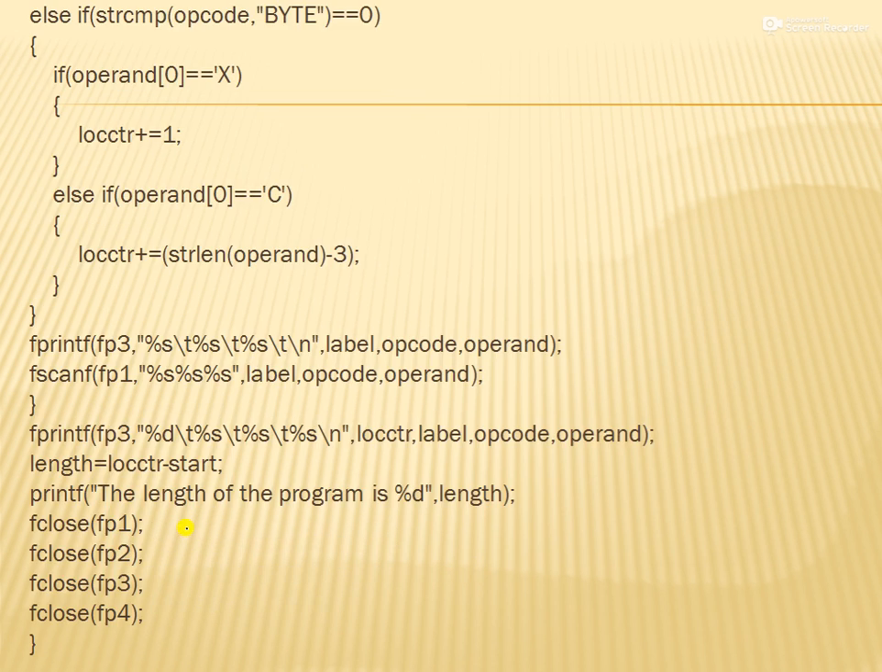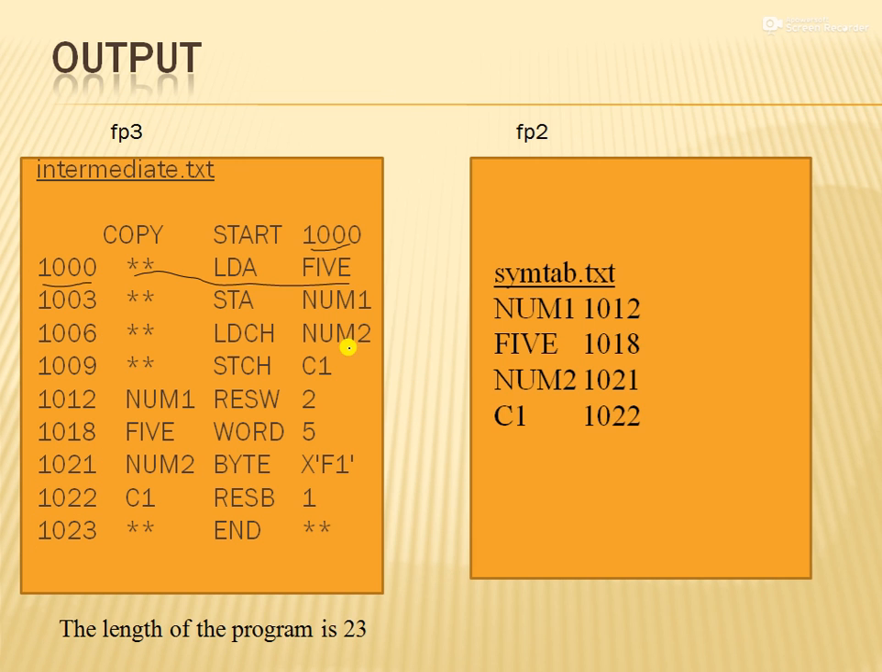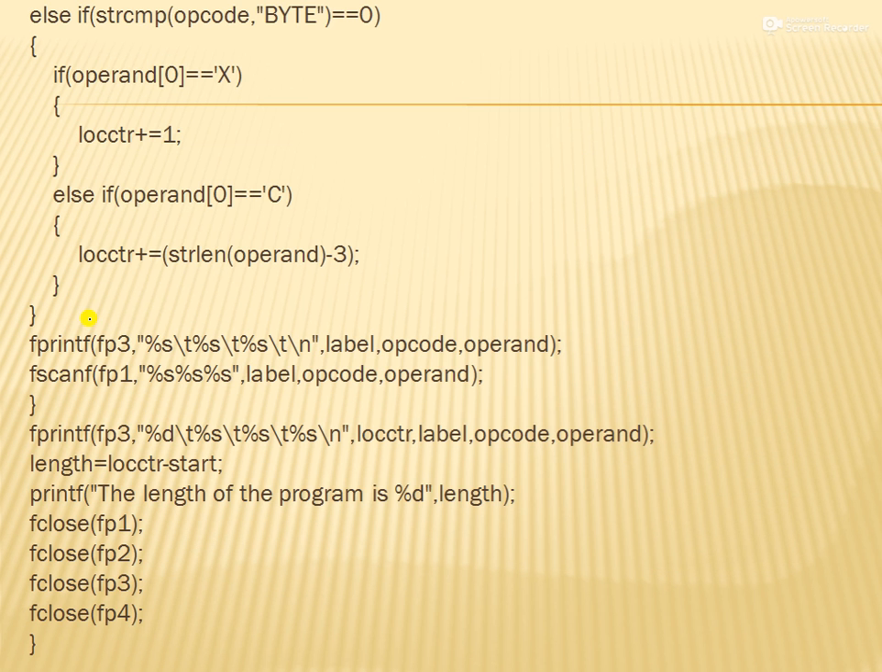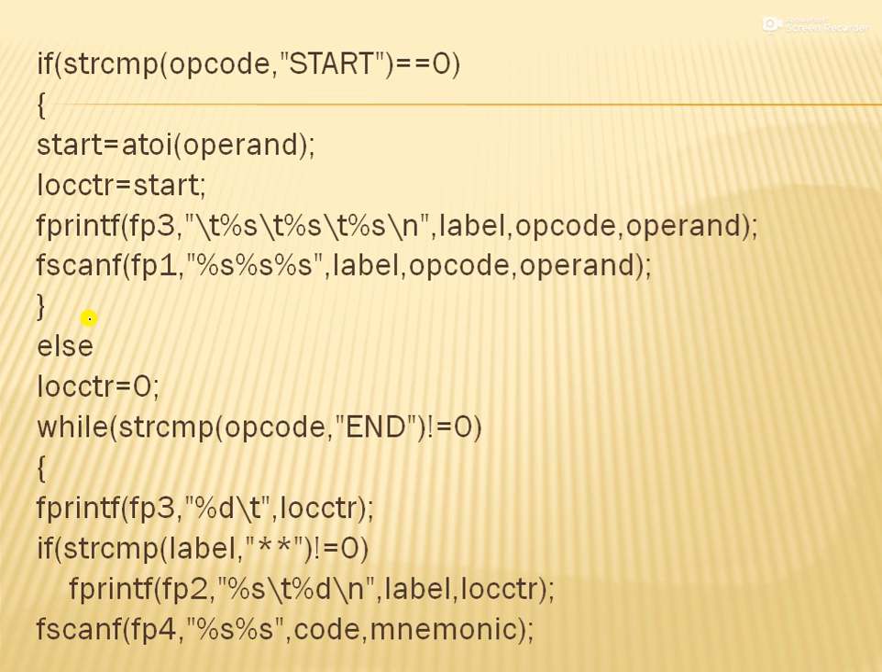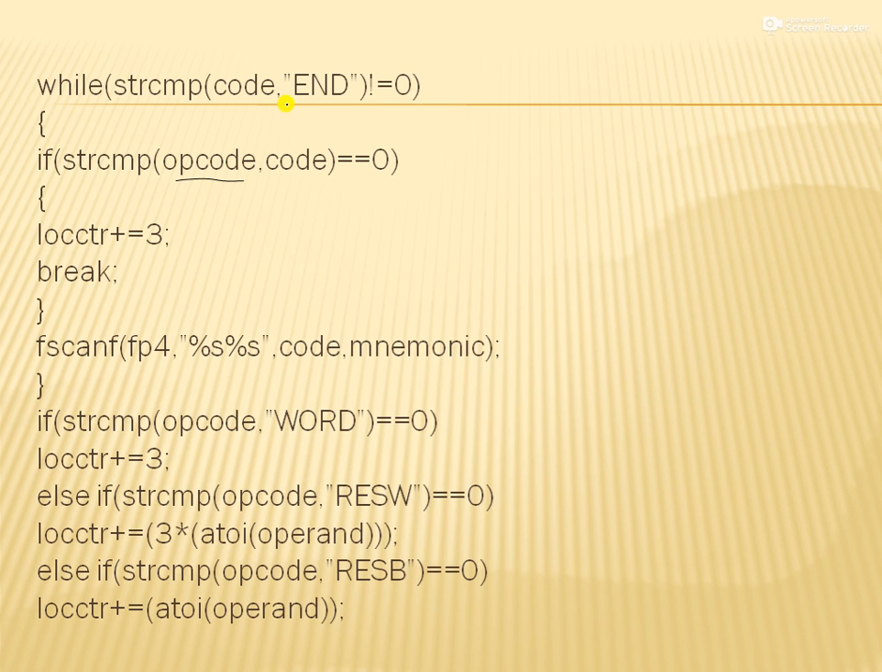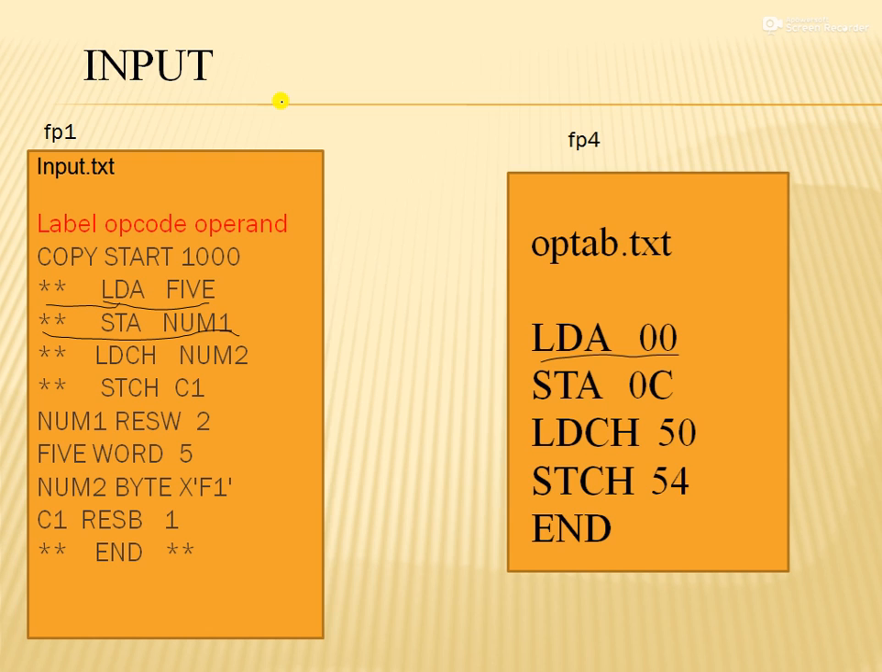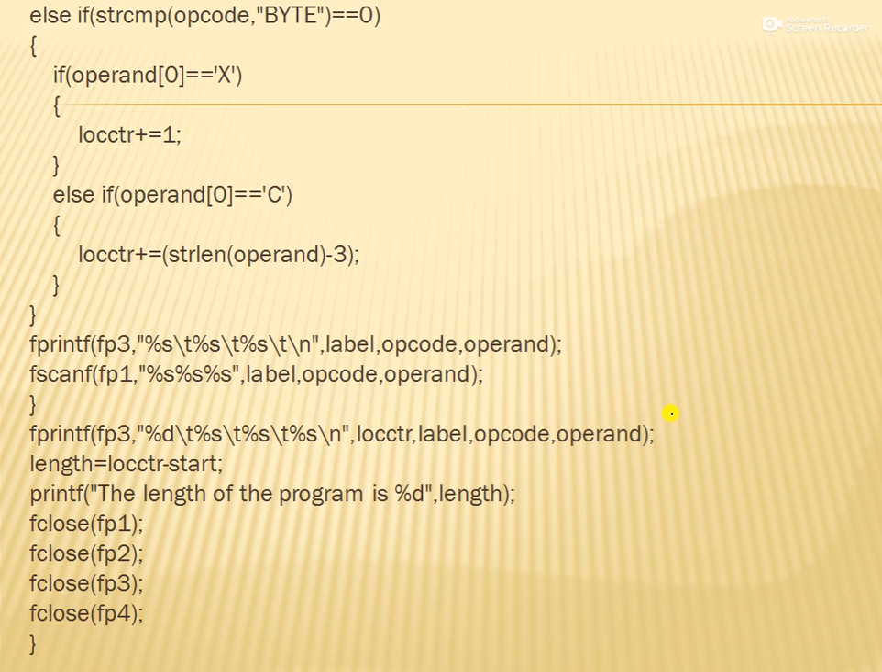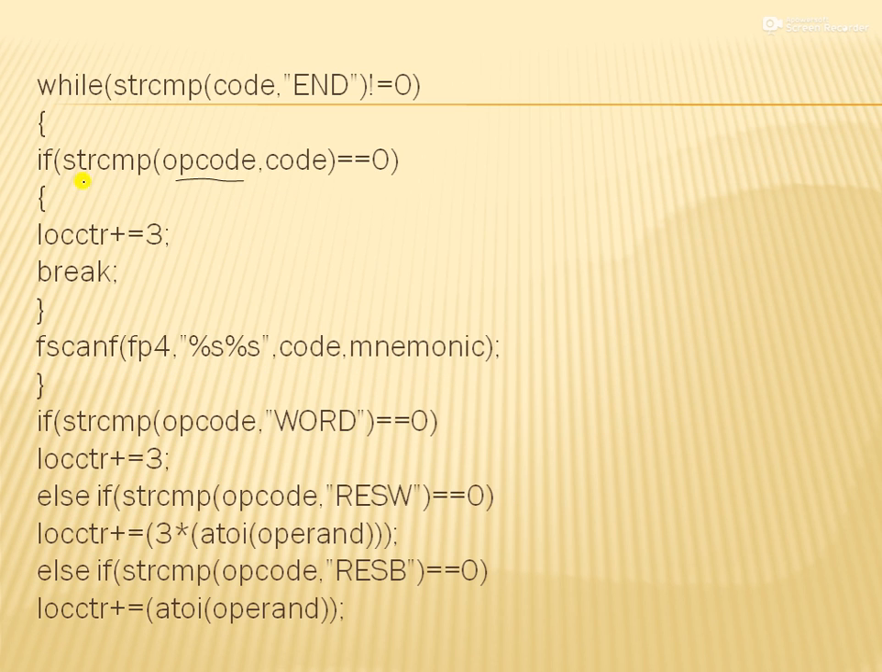So again the location counter is printed. So the location counter, now the value is 1003. So that is printed in the intermediate text. Okay. Then after that, it is coming here. String compare. Again this condition is false. So you are reading the code and mnemonic and you are checking whether it is matching. So here you can see the second instruction is STA. So it is matching here, STA 0C. So STA 0C means location counter is incremented by 3. That means it will become 1006.